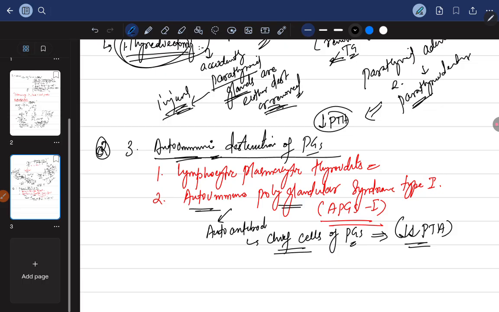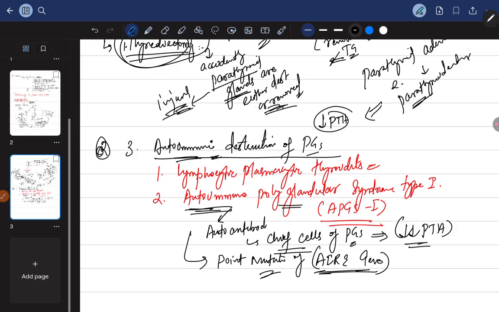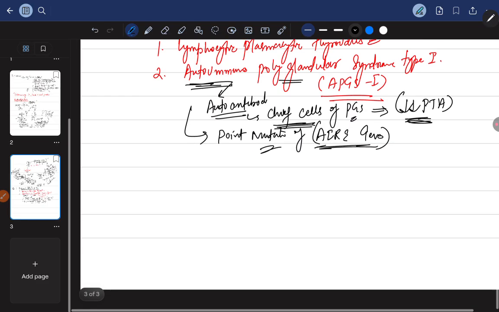So what are the different causes of this APGS? Here it is out of the domain, but remember there is a point mutation of the AIRE gene. It is a special type of gene. Whenever there is a point mutation of this gene, it will lead to APGS type 1, and in APGS type 1 there is production of autoantibodies that leads to destruction of these chief cells and finally hypoparathyroidism.